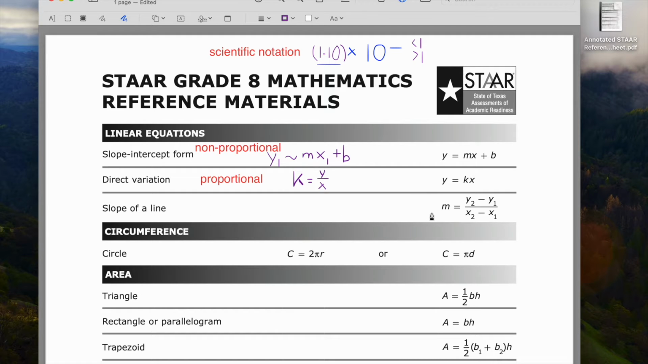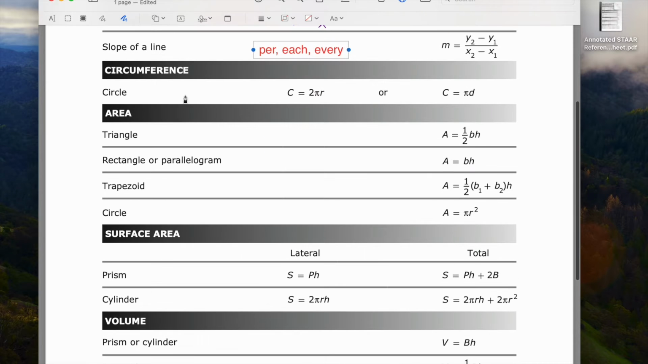The slope of a line, yes, is y2 minus y1 over x2 minus x1. And we know that b over here represents the y-intercept. But I'm also going to write three keywords that usually appear in word problems for slope, which are per, each, and every.